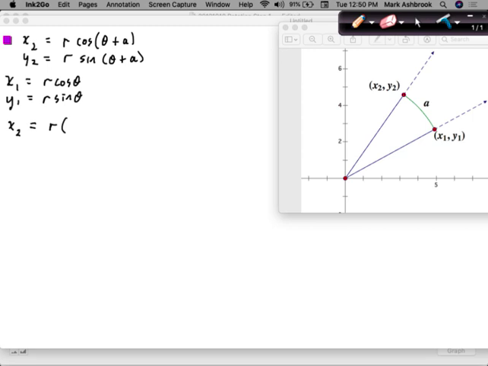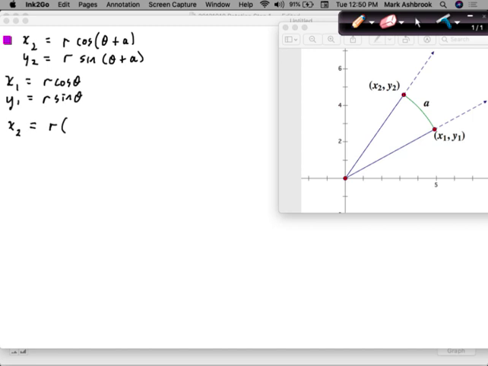So you see why we need to do this? We need to write x2 and y2 in terms of x1 and y1. What are x1 and y1? They're r cosine theta and r sine theta. No, we don't want to get rid of the a. We want to rewrite this so that it maybe involves r cosine theta or r sine theta. If you get rid of the a, then you don't have a rotation, right? You need a.